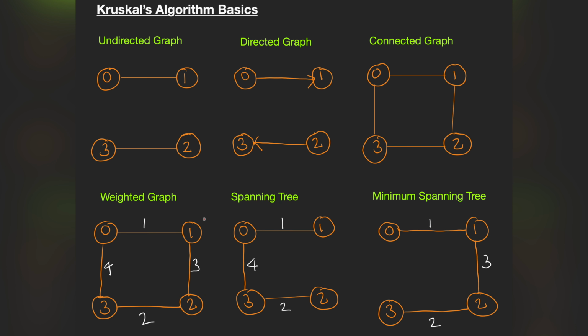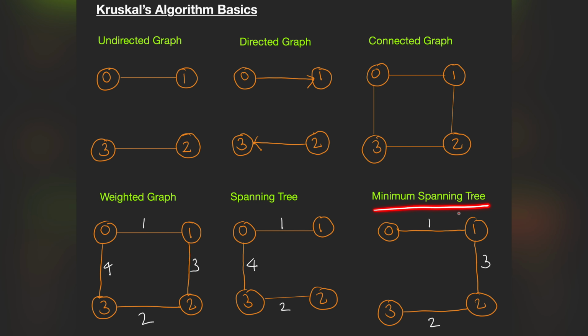For an undirected connected graph like this, there can be multiple spanning trees. These two are examples of spanning trees for this original graph. A minimum spanning tree is a spanning tree in which the sum of the weights of the edges is as minimum as possible. For example, for this original graph, this will be a minimum spanning tree because the sum of the weights of the edges is minimum in this case as compared to this spanning tree.